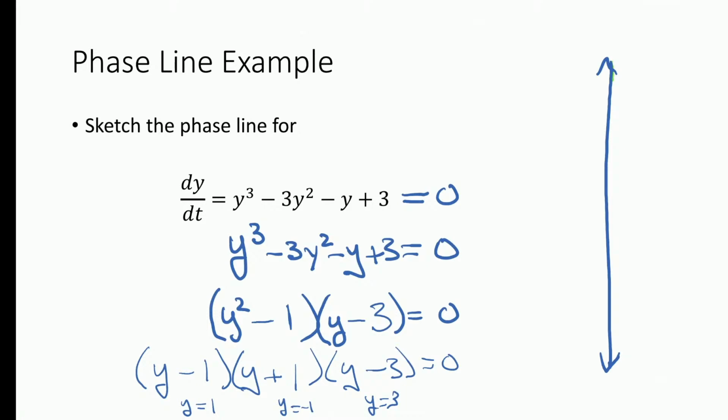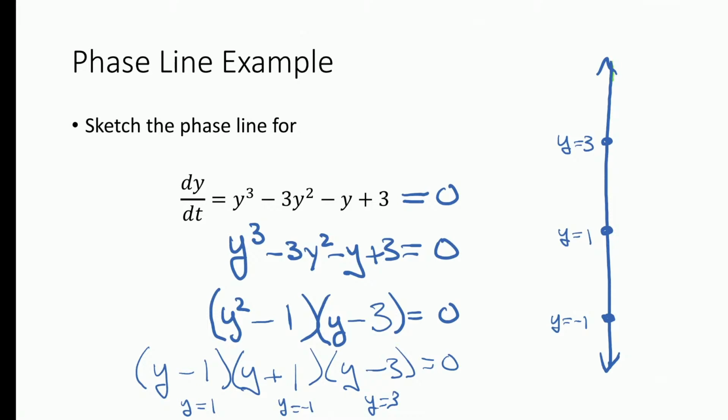Okay, so now that I've got those, that was step 2. Step 3 was pick a point in between each pair of equilibria. So I'm going to put dots on here. This is going to be y equals -1, y equals +1, y equals +3. So I've got my 3 points.